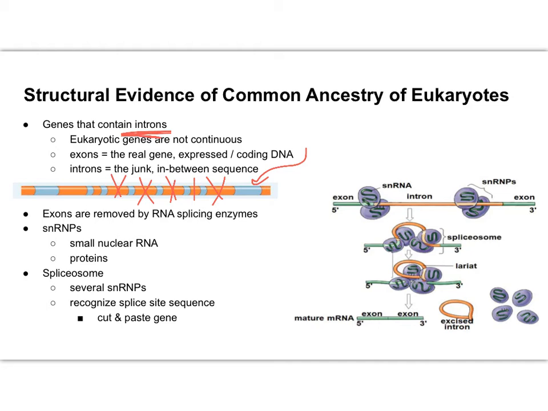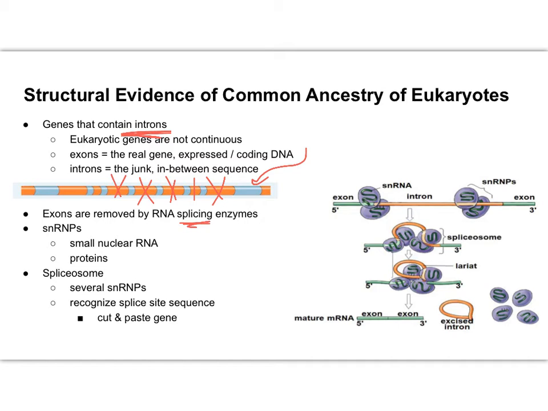The introns haven't completely been gotten rid of. And the process of pulling out these introns is very similar in all eukaryotic organisms. So the introns are going to be removed by the RNA splicing enzymes. Remember, to splice something means to cut it, to split it. So we have RNA splicing enzymes that are going to come in and clip those introns.